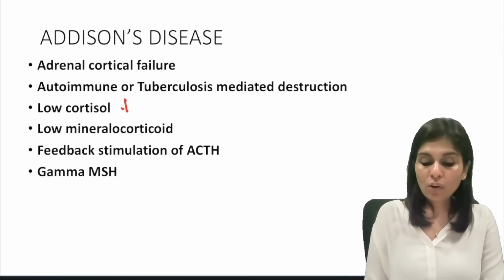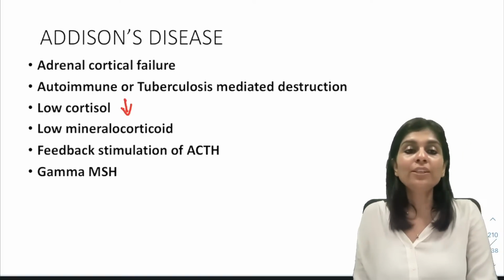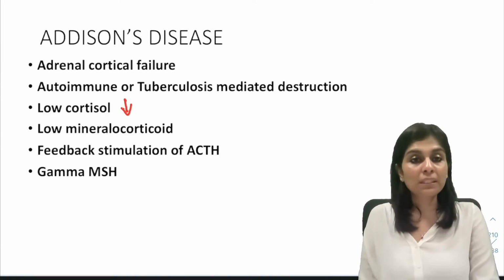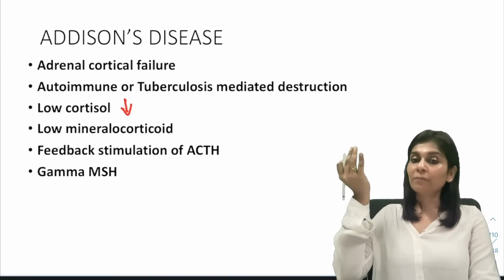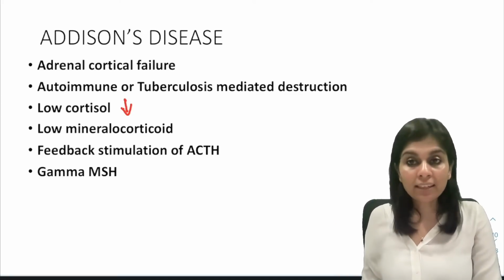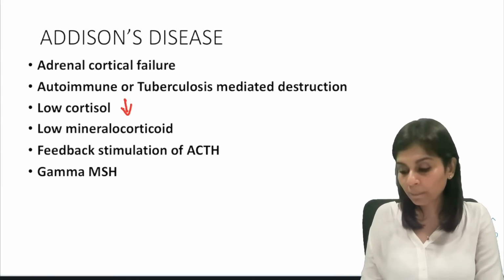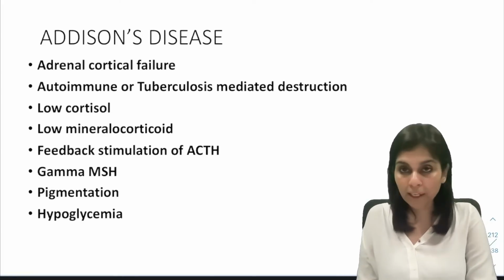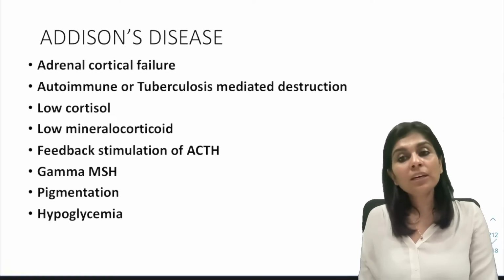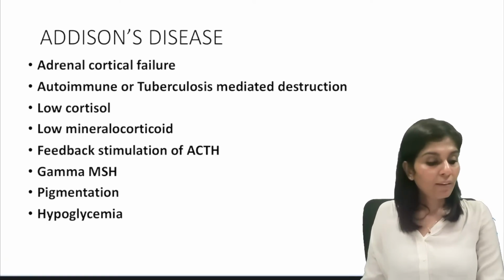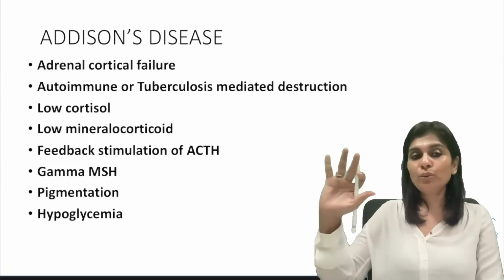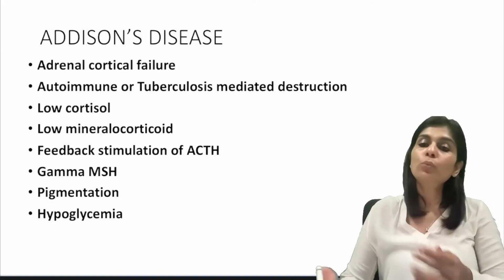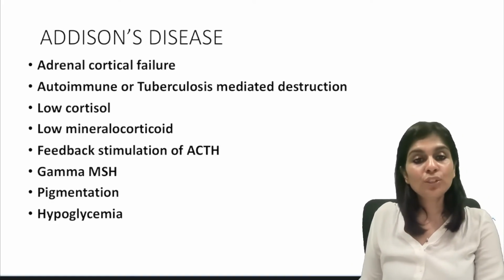When there is low cortisol, you know cortisol is a counter-regulatory hormone of insulin. So something which opposes insulin is missing, and insulin will be hyperactive. What will happen when insulin is hyperactive? There will be hypoglycemia. So an Addison's patient will often present with an episode of hypoglycemia. How will you treat a patient with hypoglycemia? Forget about Addison's. For any reason, if a patient presents with hypoglycemia, what would you do? You would start dextrose infusion, right?